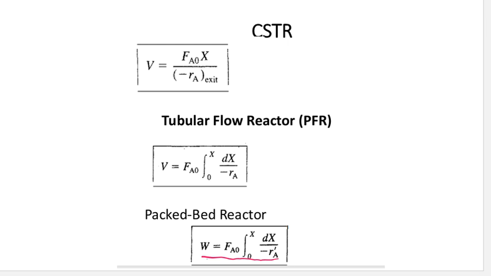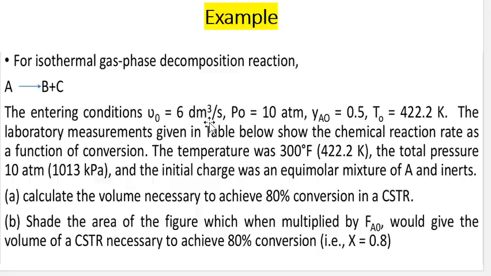So let's look at an example. In this example, we have an isothermal gas decomposition reaction. A converts to B and C. So the entry condition is that the volumetric flow rate of A is 6 dm³ per second, and the total pressure is 10 atmospheres. The molar fraction of A is 0.5 and the temperature is 422.2 Kelvin.